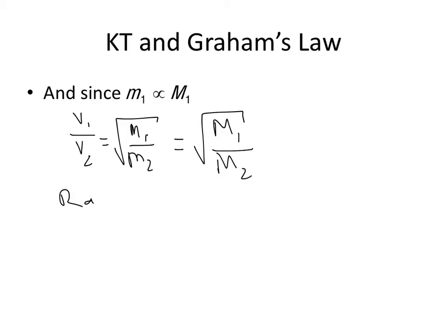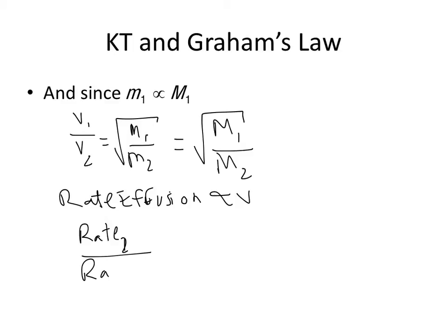And the rate of effusion is proportional to the velocity, and that's what gives us our equation of the rate of 2 over the rate of 1 is equal to the square root of m1 over m2. So you can see, because the kinetic energies are equal, the ratio of the rates of effusion is going to be the same as the square root of the ratio of the masses. Okay.